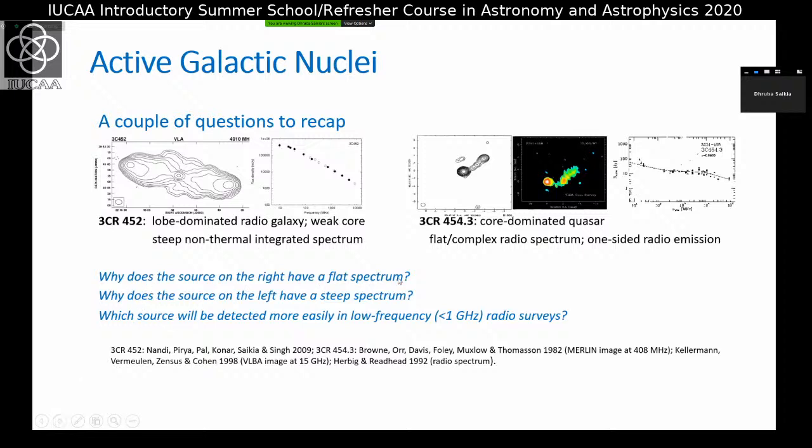Why does the source on the right have a flat spectrum? Why does the source on the left have a steep spectrum? These are questions which we have tried to address. What I want you to quickly put in the chat box is which source will be detected more easily in low frequency radio surveys. Which do you think will be detected more easily? I'll give you 20 seconds because it's left or right. We didn't have a poll for this, but it doesn't matter. Some of you can just type your answer, you have 20 seconds. Which source will be detected more easily in a low frequency survey? For example, with the GMRT, where a huge survey has been done at 150 megahertz called the TIFR GMRT Sky Survey, TGSS.